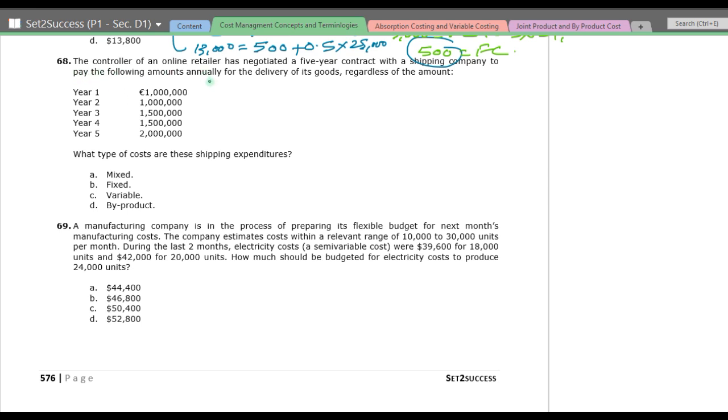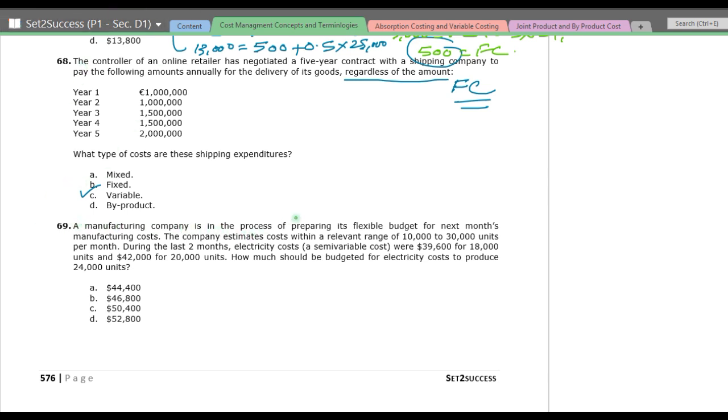The controller of an online retailer has negotiated a 5-year contract with a shipping company to pay the following amounts annually for the delivery of its goods, regardless of the amount. So this regardless of the amount is fixed cost. So what type of costs are these shipping expenditures? They are fixed costs. Next.